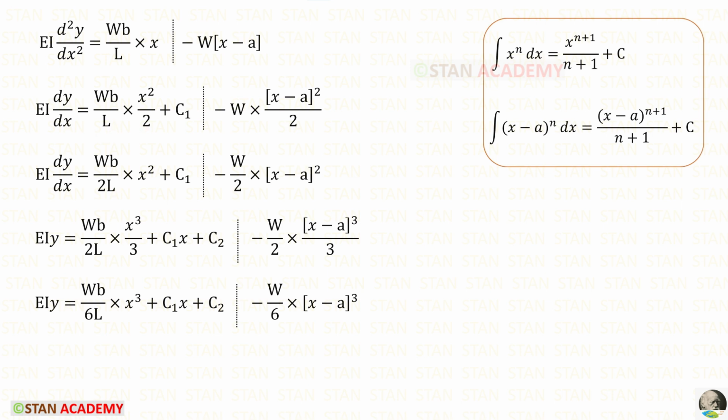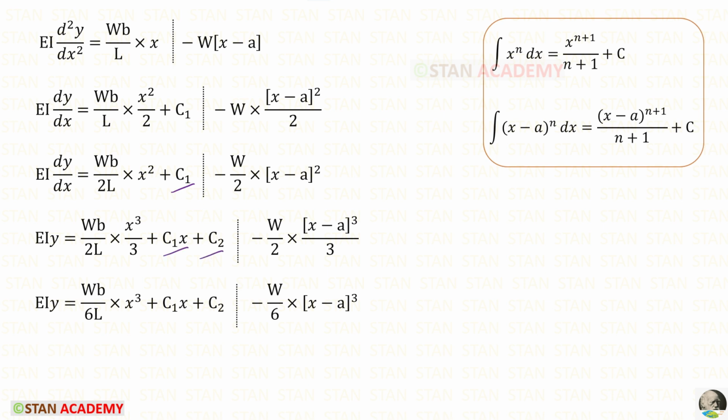One more time, we have to integrate on both of the sides. When we integrate dy upon dx, it will be y. When we integrate x square, it will be x cube upon 3. In this term, there is no x, so we have to multiply x, that is the integration.